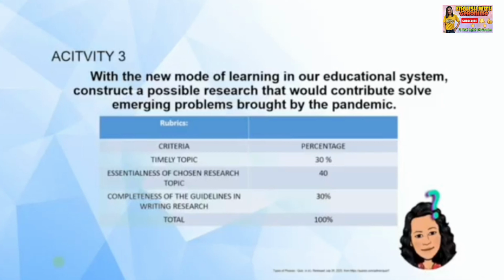Activity 3. With the new mode of learning in our educational system, construct a possible research that would contribute to solving emerging problems brought by the pandemic. You will be graded according to the rubrics below. Timely topic, 30%. Essentialness of chosen research topic, 40%. Completeness of guidelines in writing research, 30%. A total of 100%.